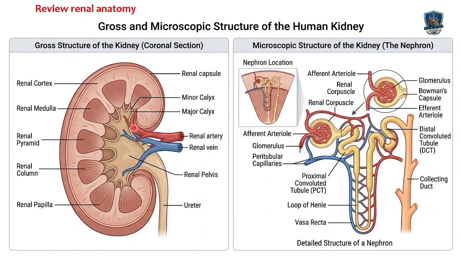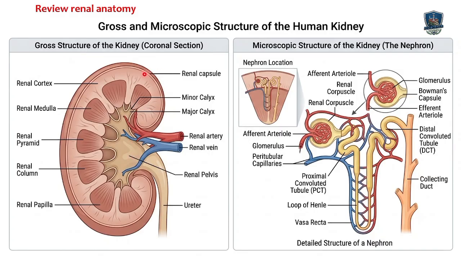To begin with, on the gross structure of the kidney, this is a cross-section of the kidney that you can see. We have three distinct regions that I want you to know. We always have the outer region called the renal cortex, then the renal medulla and the renal pelvis. It's important for you to understand the role of these sections and what parts of the nephron are found in each of them.